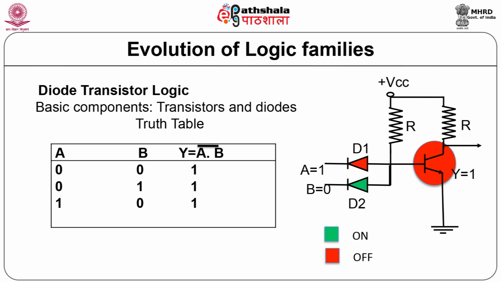When A is 1 and B is 0, then D1 is off and D2 is on, and therefore the transistor is off, therefore output is logic 1. When both A and B are 1 1, both the diodes are reverse biased, and hence transistor will be on and output will be logic 0.